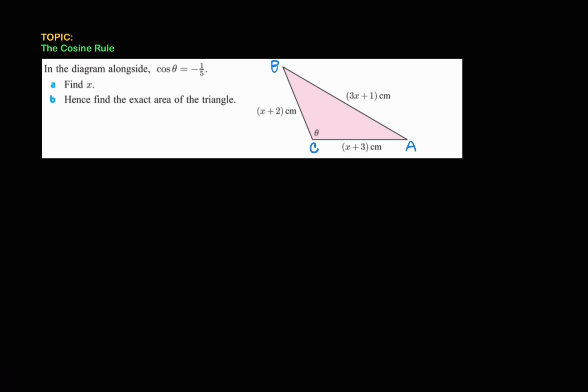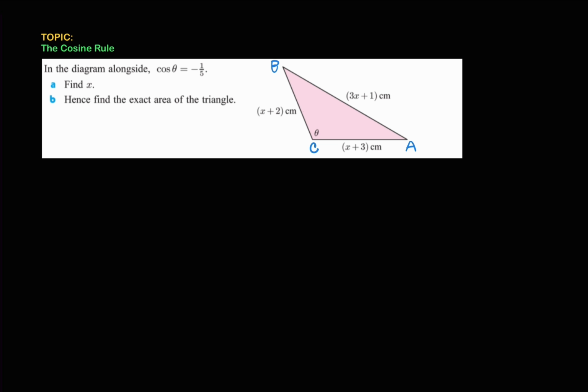Okay, let's solve these questions. We have here, in the diagram alongside, cos theta equals -1/5. I label the angles A, B, and C. Angle C is theta. Meanwhile, side CA is x plus 3, AB is 3x plus 1, and BC is x plus 2.